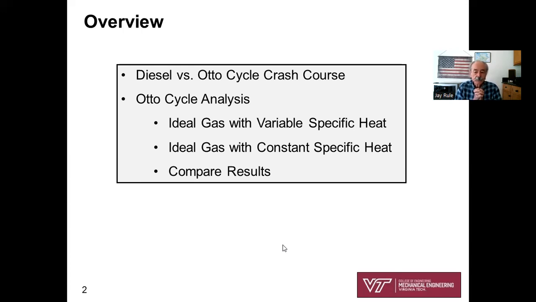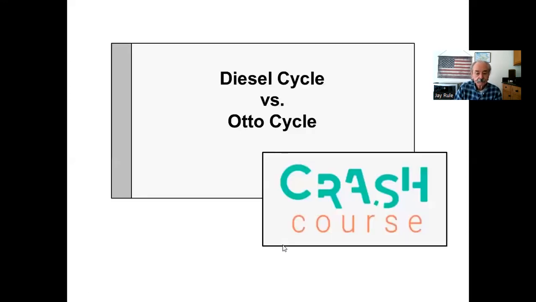Then we're going to get into two specific problems to solve, step by step. We'll analyze the Otto cycle using the ideal gas model with variable specific heat. Then we're going to do that exact same problem, but we're going to hold specific heat constant. And then we'll numerically compare the two ideal gas modeling approaches. So here's the crash course where we'll compare the diesel cycle to the Otto cycle.